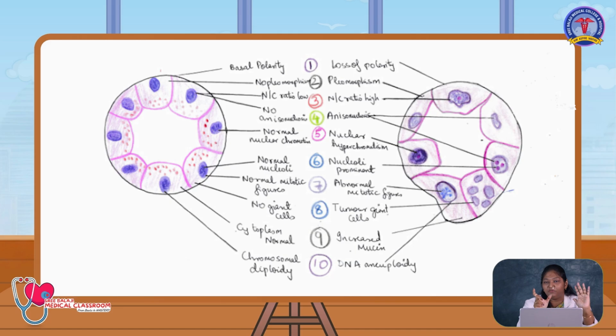The single word which differentiates benign and malignant is anaplasia. To define this anaplasia, there are 10 points. These 10 points start with: benign maintains polarity and malignant has loss of polarity. No pleomorphism in benign, there is pleomorphism in the malignant. The NC ratio is altered in the malignant, whereas it is maintained in the benign. There is anisonucleosis, hyperchromasia of the nucleus and nucleoli with increased mitotic figures in the malignant, followed by tumor giant cells and increased mucin secretion with DNA aneuploidy. So these are the 10 major features of anaplasia.